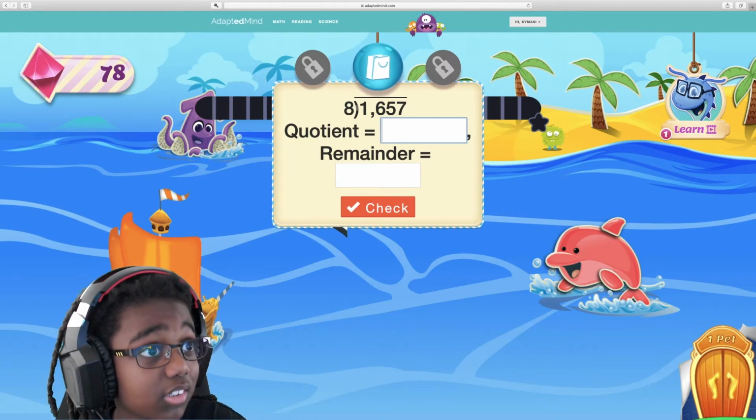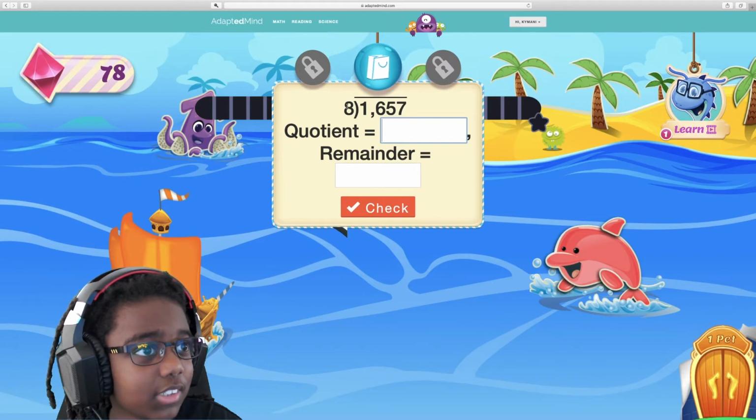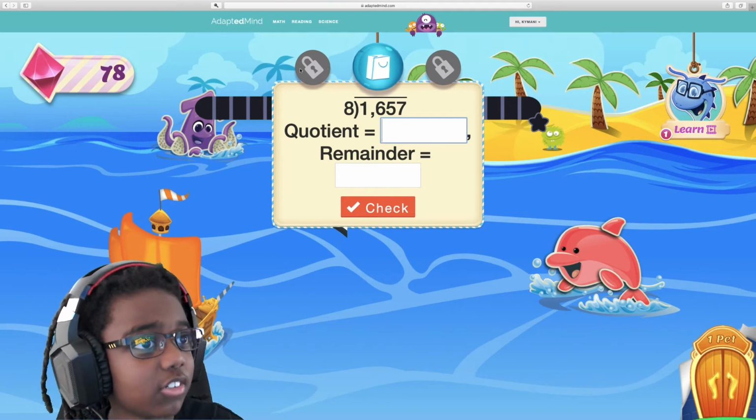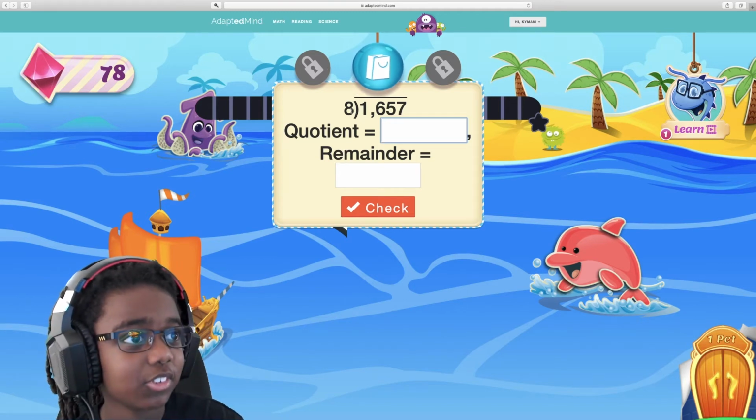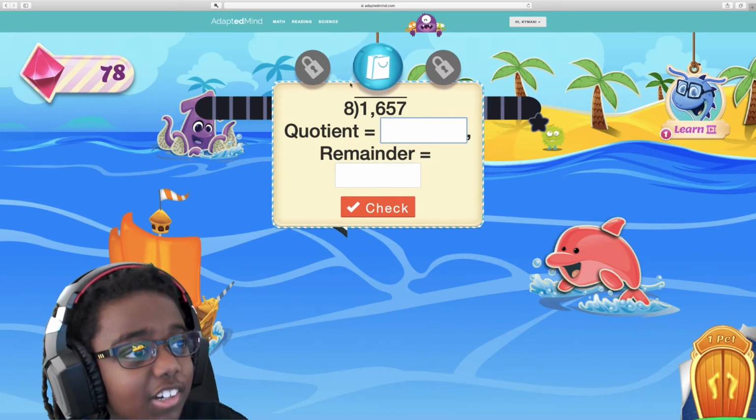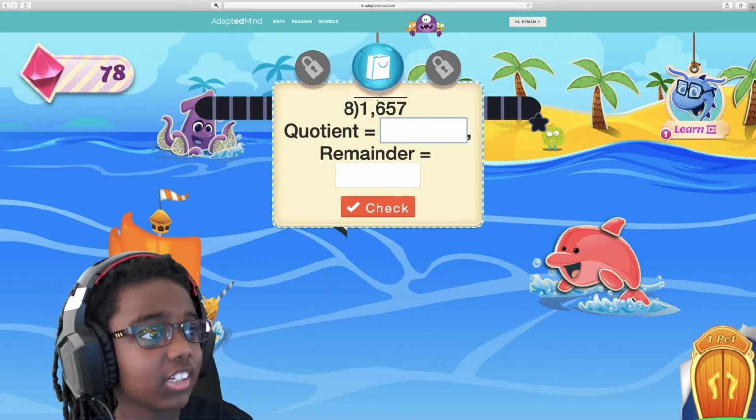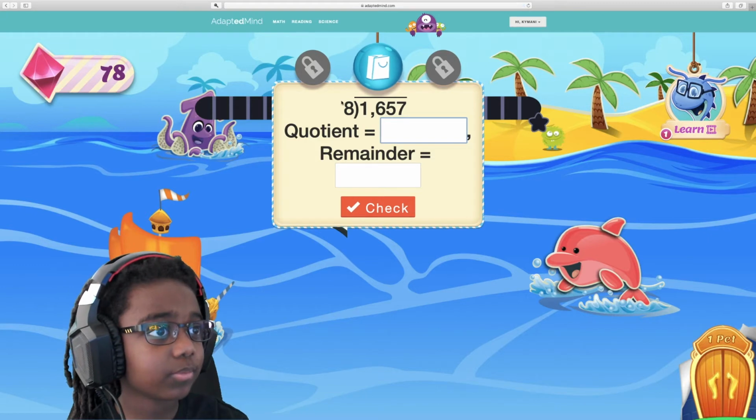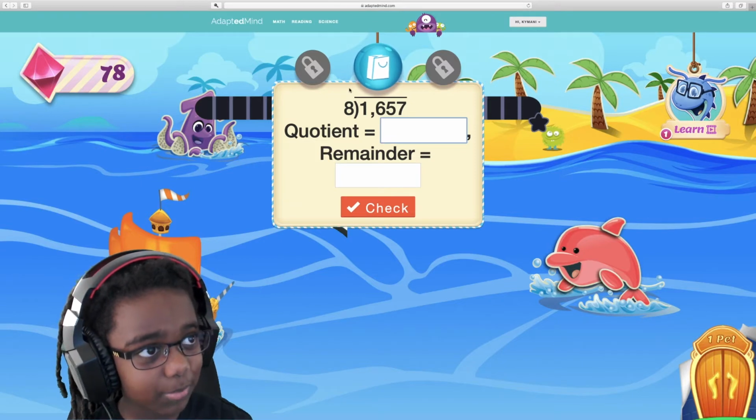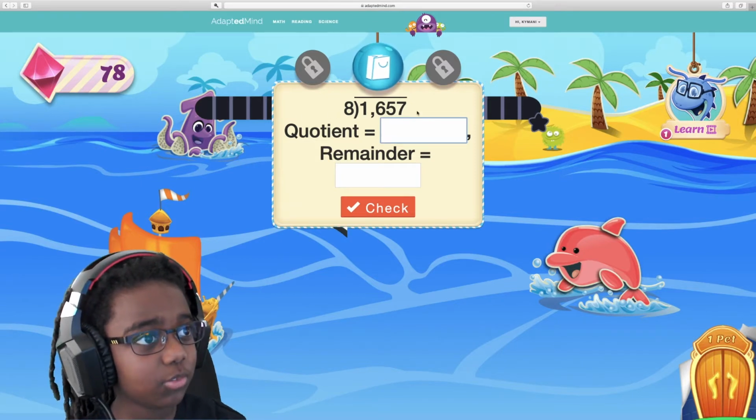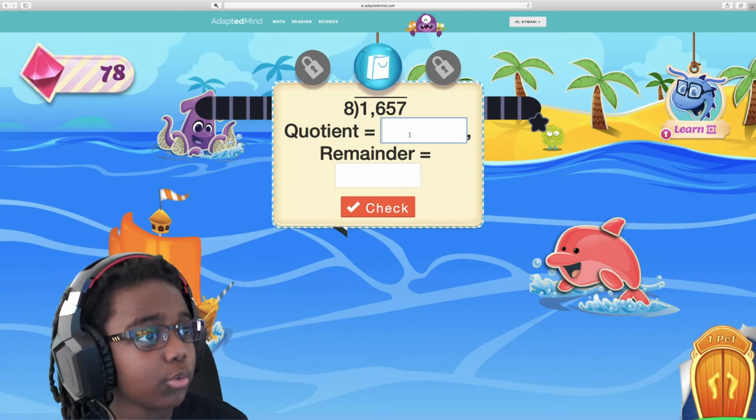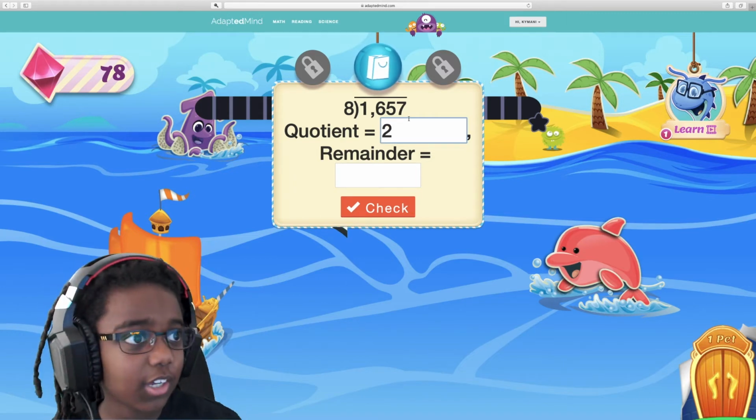Eight divided by 1,657. Wait, I'm confused. Is this short division or not? I am super confused. Is that like the question number or am I doing short division? Wait. Right, so let's see. 1 divided by 8 cannot be done. So we do 16 divided by 8, which can be done, which is 2. So we put 2 in.